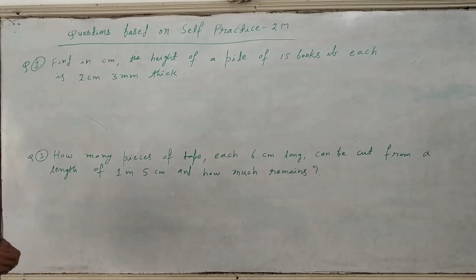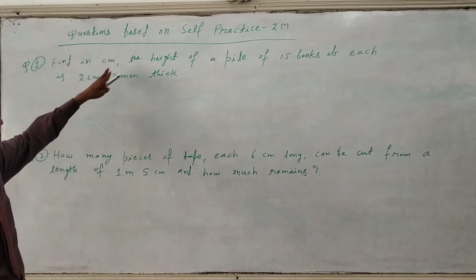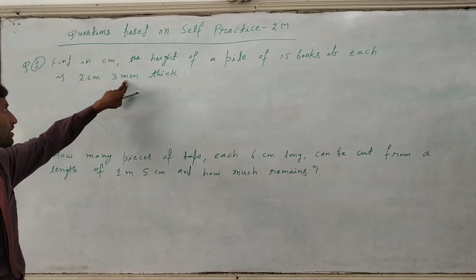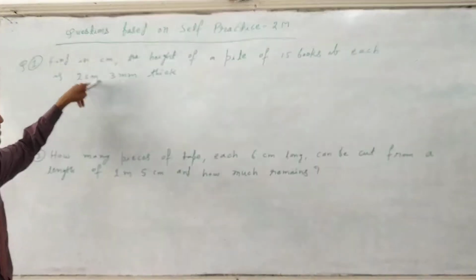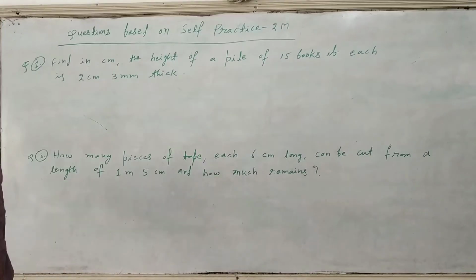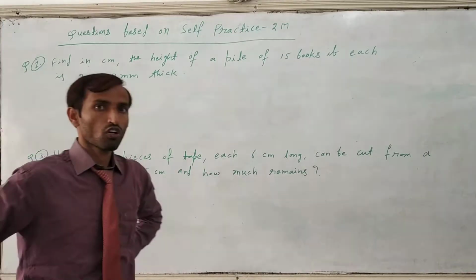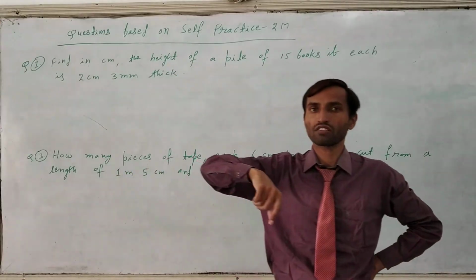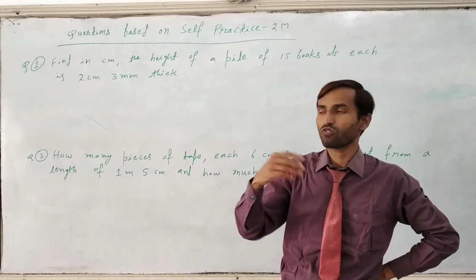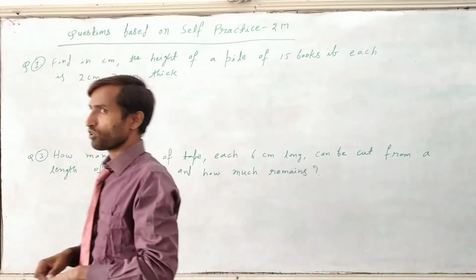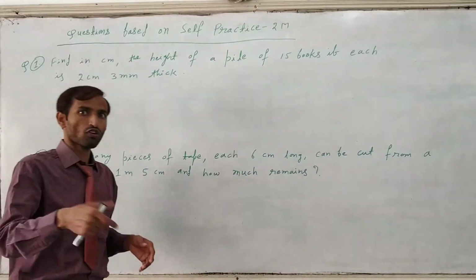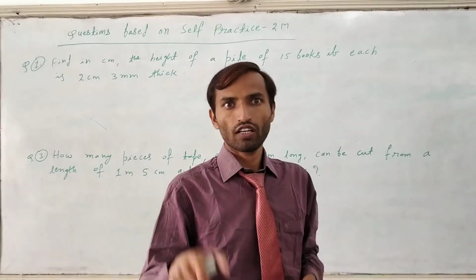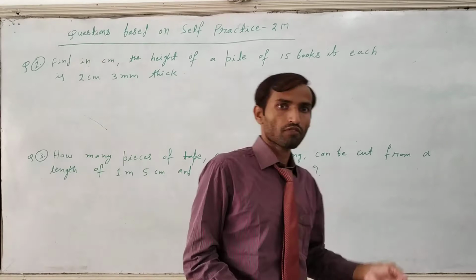First of all we have to answer in centimeter. For that we have to convert this millimeter into centimeter, and then add. After that we have to multiply by 15, because one book has this much thickness and we have to find the thickness of 15 books. So we multiply, because we have to find for more than one, whether thickness or price or anything.